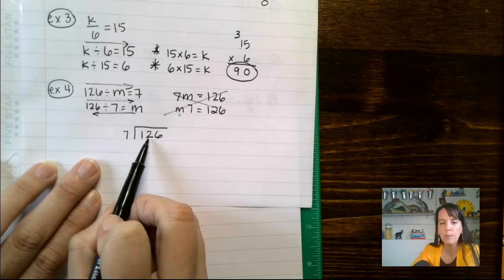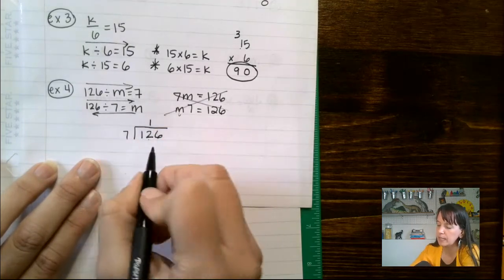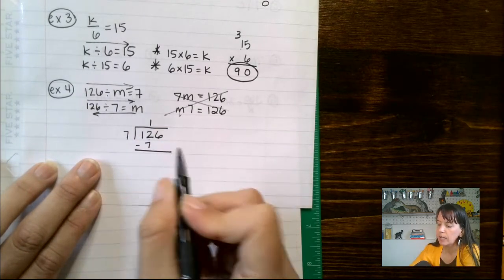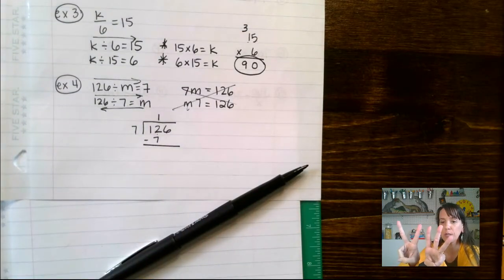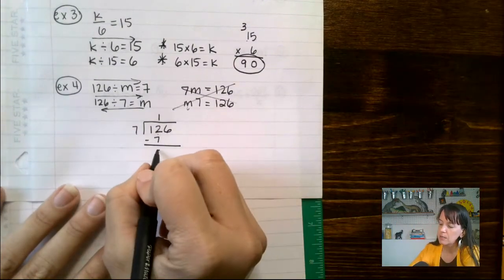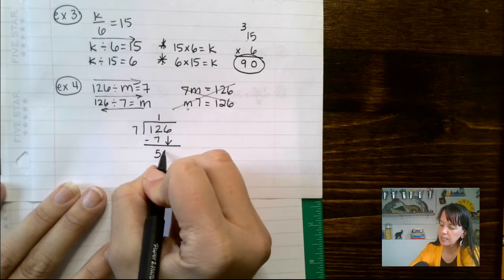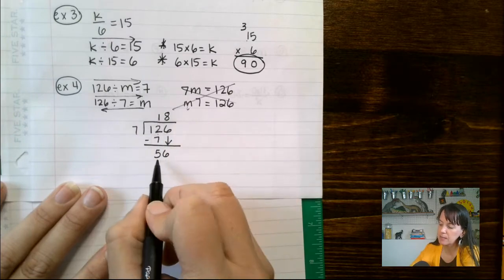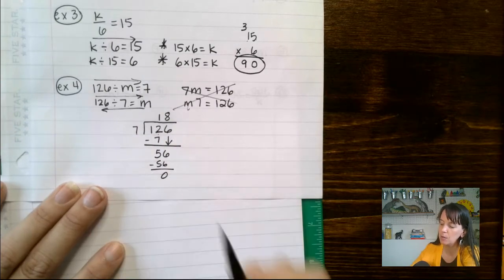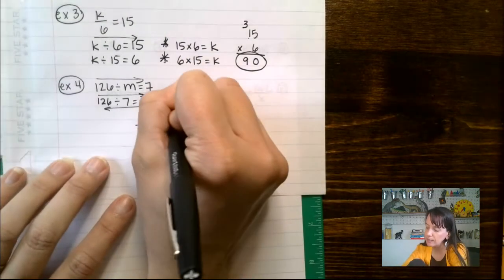7 can't go into 1, but it can go into 12 one time. Let's subtract. From 7 to 10 is 3. From 10 until 12 is 2, so that's a total of 5. So 5, bring down our 6. 7 times 8 will give me 56. 8 times 7, 56. I have no remainders, so my answer here is 18.